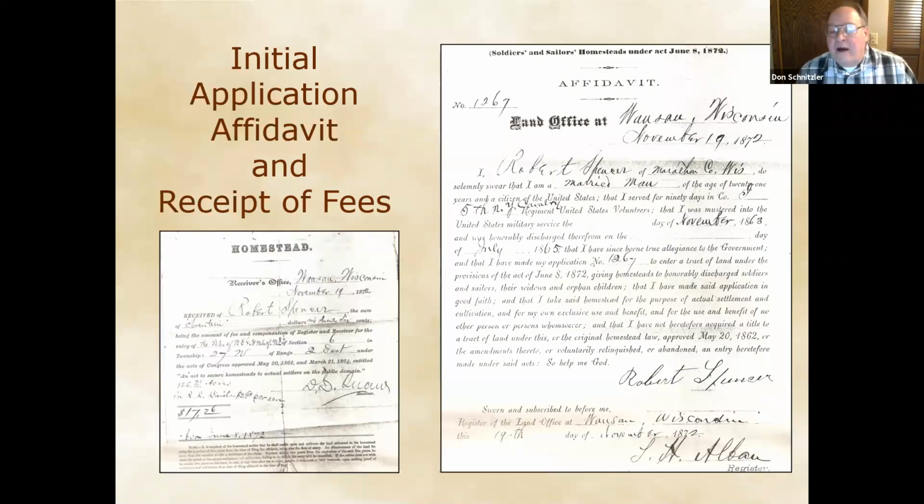So again, one of the things that was important when I found this homestead file for my great-great-grandfather was we didn't know when he came to Wisconsin. And we know from this that he was here November 19th, 1872 to actually make the application for the land in Marathon County. And he says at that time that he was a resident of Marathon County. So I don't know how long he'd been here, but he was already in Wisconsin before he filed the application.